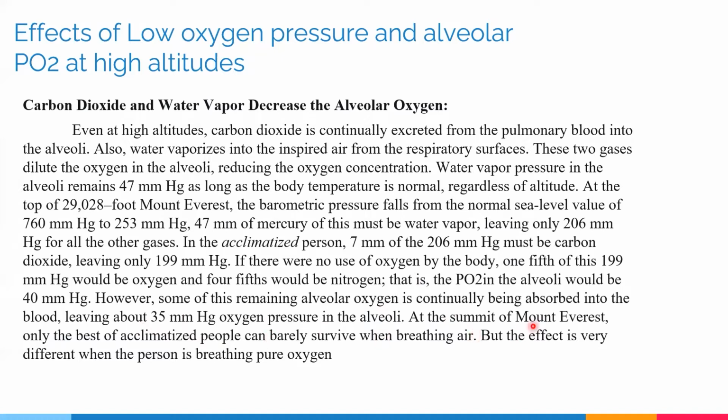Thus, at the summit of Mount Everest, only the best of acclimatized persons can barely survive while breathing normal air, because only 35 millimeters of mercury of partial pressure of oxygen is present there. But the effect is very different when a person is breathing pure oxygen, because in this case, no question of nitrogen or carbon dioxide comes into the picture. Or rather, no question of nitrogen comes into the picture, as we will see in later slides.